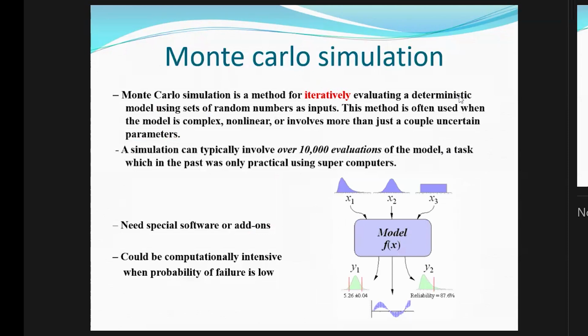Monte Carlo simulation is a different approach. It is actually the iterative way of repeating the deterministic analysis. We do the old-fashioned way with single point values in our analysis, we run it enough times, and then we do some statistics of all the performed analyses.